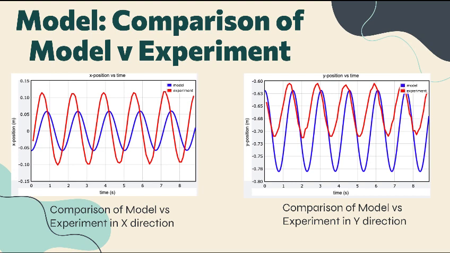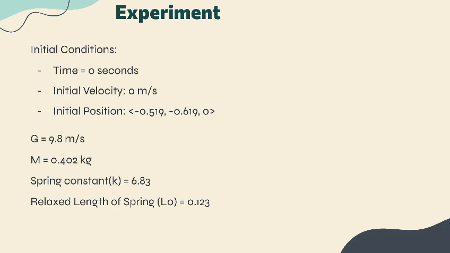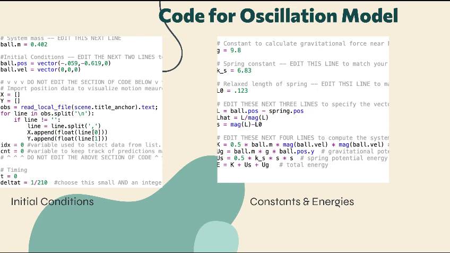And a little bit more about the experiment. The initial conditions were that the time was at 0 seconds, the initial velocity was 0 meters per second, and the initial position was negative 0.519, negative 0.619, and 0. Gravity, 9.8 meters per second squared. The mass of our ball was 0.402 kilograms. The spring constant for the spring we're using was 6.83, and the relaxed length of the spring was 0.123. And then we'll get into the code for the oscillation model.